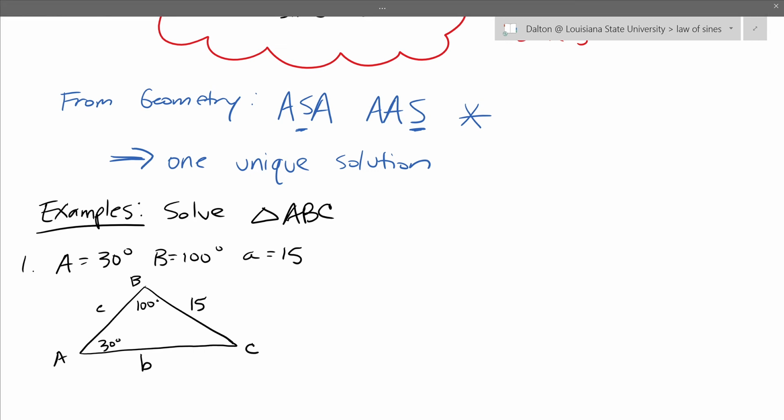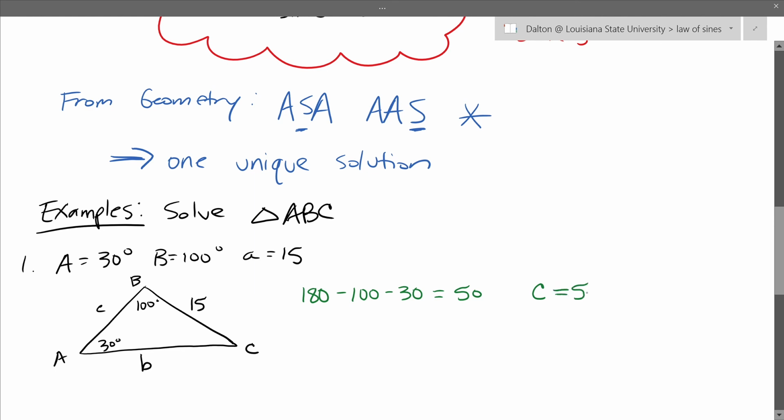First thing that comes to mind for me is the angle. I know that the 3 angles of every triangle should add up to 180 degrees. So if I know 2 of them, then I'm just going to take 180 minus 100 minus 30, and that's going to give me 50. So that gives me the first missing part, is that C will equal 50 degrees.